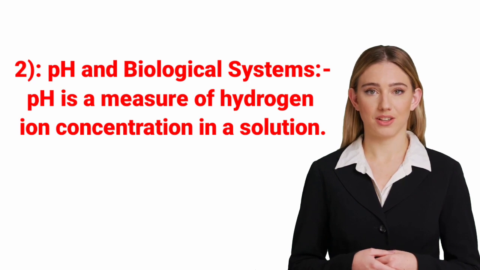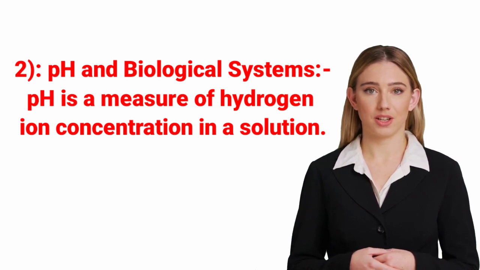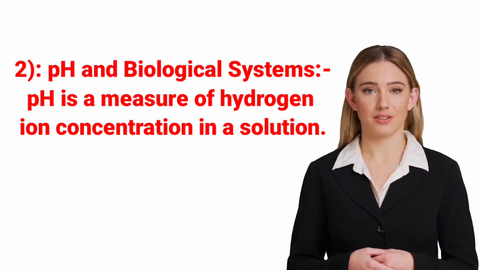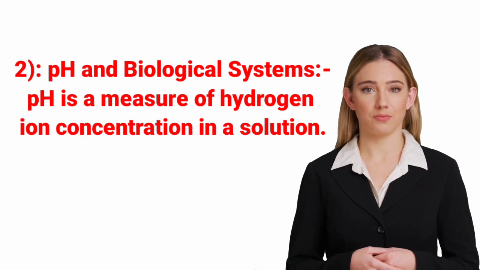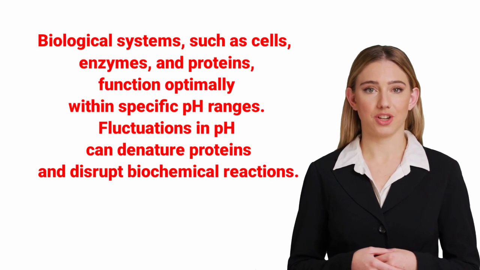pH and biological systems. pH is a measure of hydrogen ion concentration in a solution. Biological systems such as cells, enzymes, and proteins function optimally within specific pH ranges. Fluctuations in pH can denature proteins and disrupt biochemical reactions.